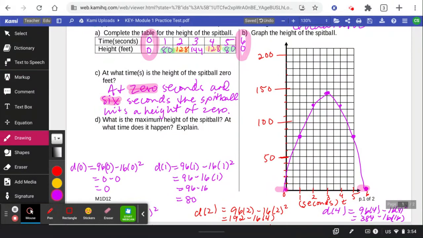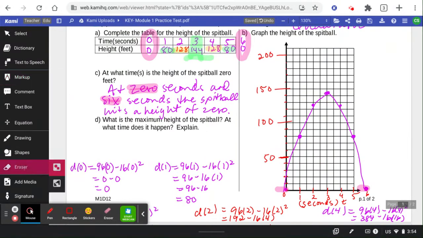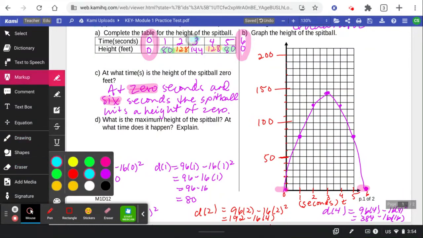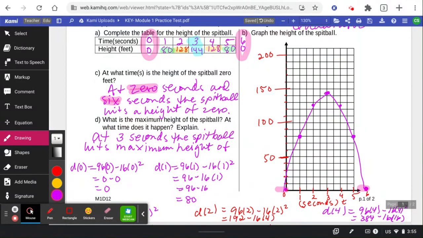Okay, what is the maximum height of this spitball? Do you see that up here in the table? So we would say at 3 seconds, the spitball hits maximum height of 144 feet.